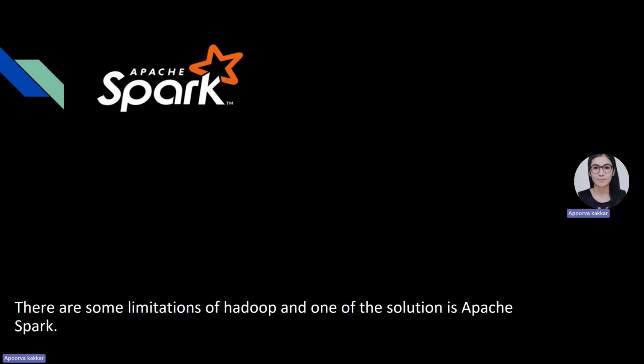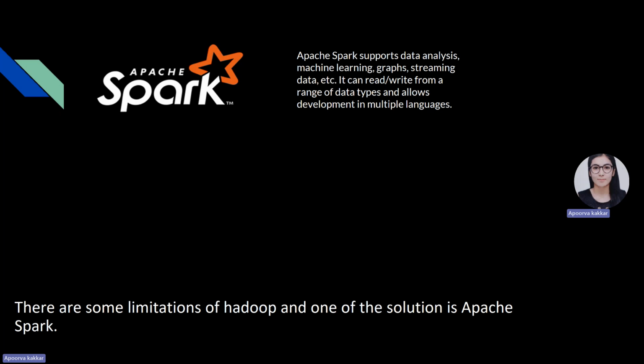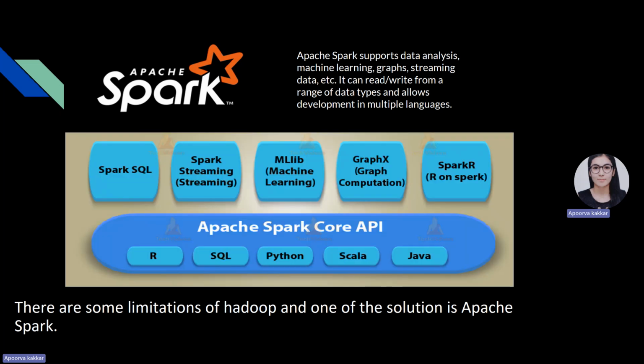So there were some limitations with Hadoop because of which Apache Spark became a solution for some of those limitations. Apache Spark supports data analysis, machine learning, graph streaming, etc. It can read and write from a range of data types and allows development in multiple languages.